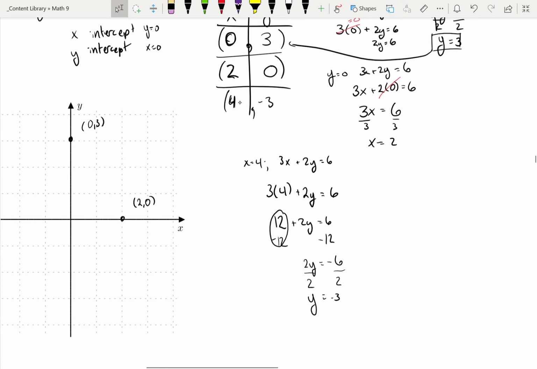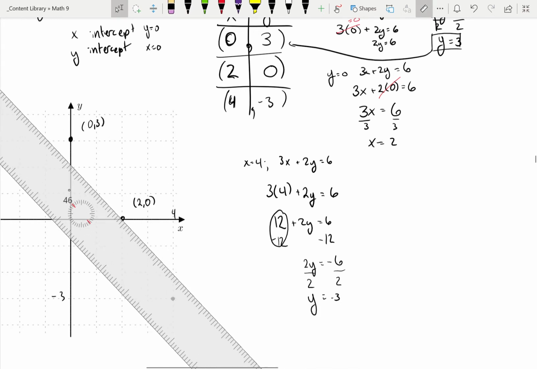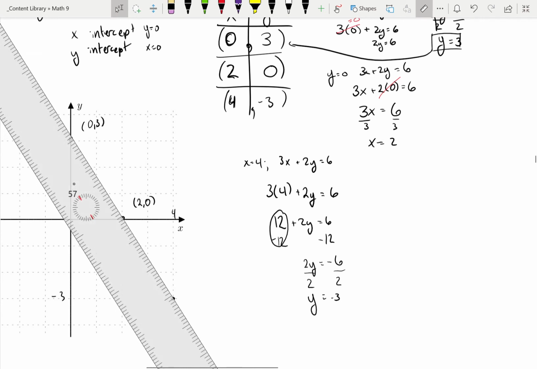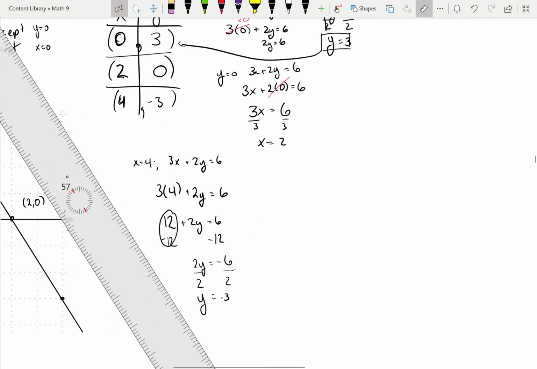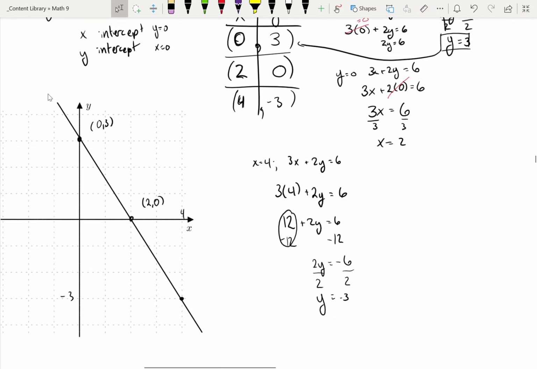This is my third point to plot, so I'm finding 4 on my x and negative 3 on my y and plotting my point. And I notice that these form a straight line, so I know that all my points are currently correct. Either that or I've made a mistake on all 3 of them, which is usually fairly unlikely, so you can feel pretty confident if your 3 points line up that you're doing something right. So last step is to connect our lines and add arrows onto both ends.